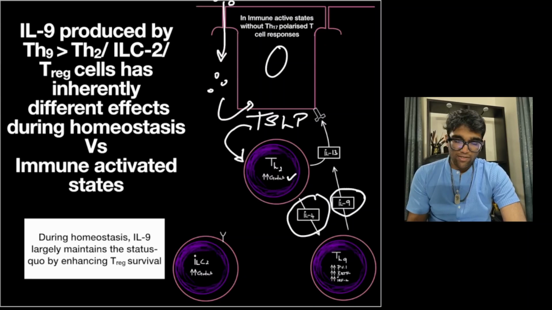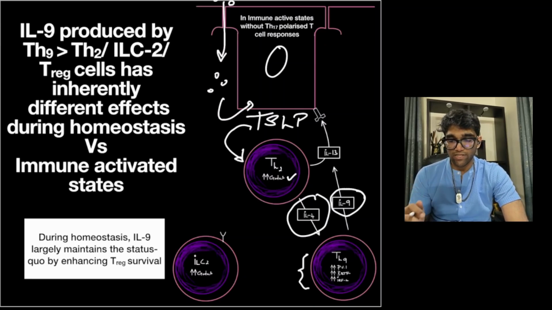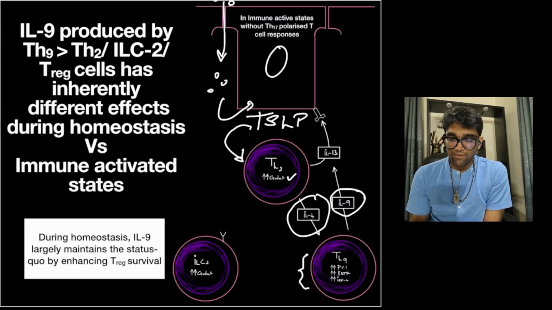Now, however, because there is no specific master transcription factor that the cell has, like a Th1 or Th2 or Th17 cell, whether or not it is reasonable to call them Th9 cells or they're just a subset of Th2 cells is a matter of debate. However, for clarity, I will call them Th9 cells.